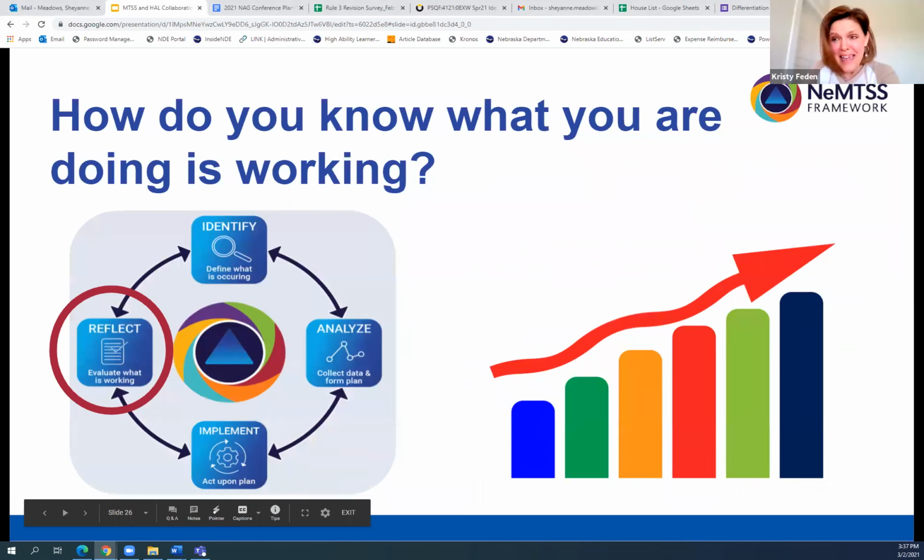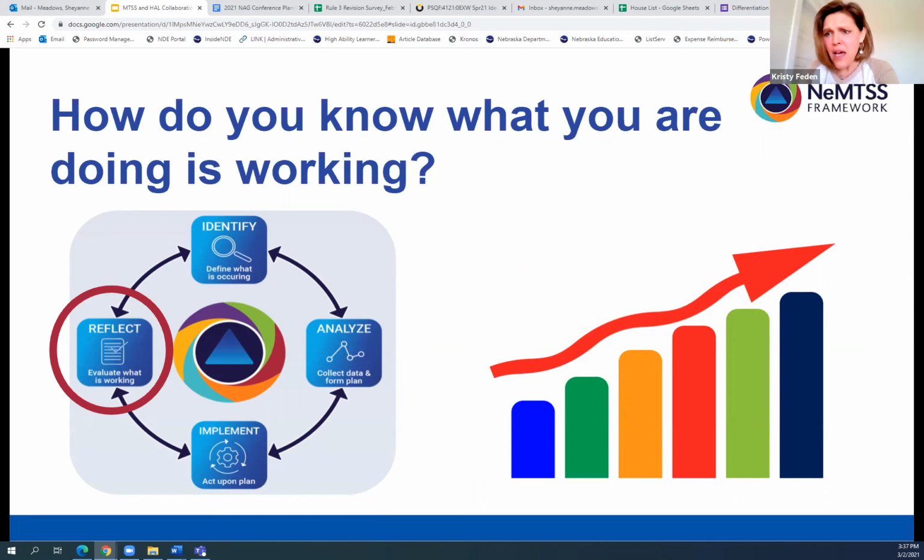So again, our main point today is really to think about how are we measuring whether or not we know what we're doing is working. And that comes through that reflect phase of the problem solving process, where we've gone through all of this work and we've identified students who meet our criteria for HAL programming. We've identified an intervention or support for that particular student, but do we have the mechanisms in place to go back and reflect to see whether or not what we're doing is actually working?